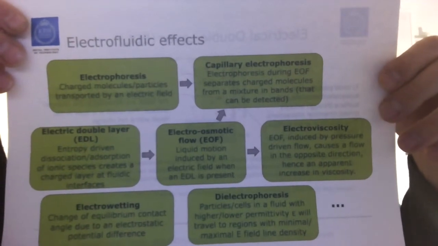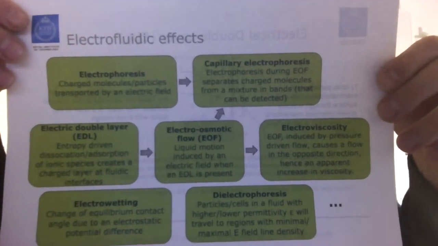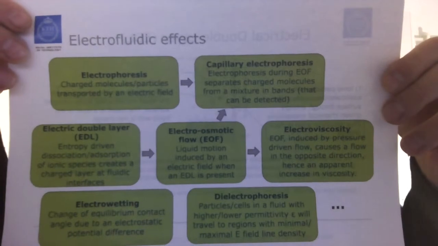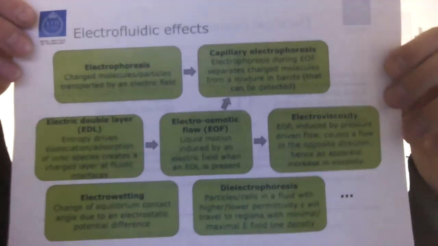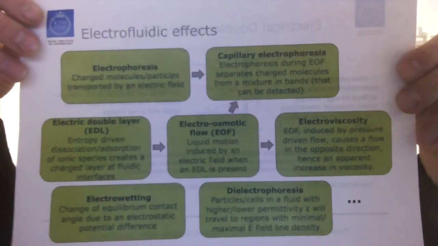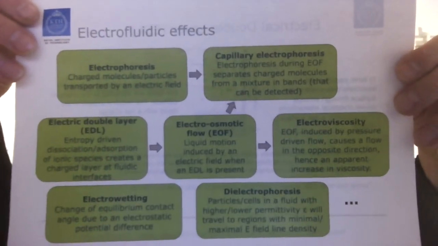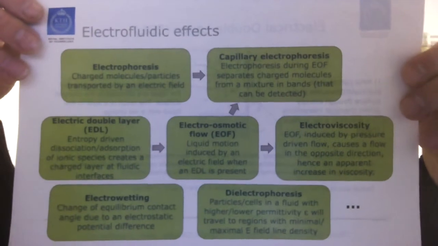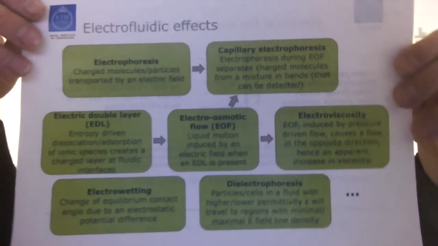In this lecture, I'm going to talk mainly about electrical double layers, electroosmotic flow, and dielectrophoresis, and a bit later in the course we're going to talk also about electrowetting. If you want to know more in detail about these phenomena, you can always go into Wikipedia and read a little bit more about them.